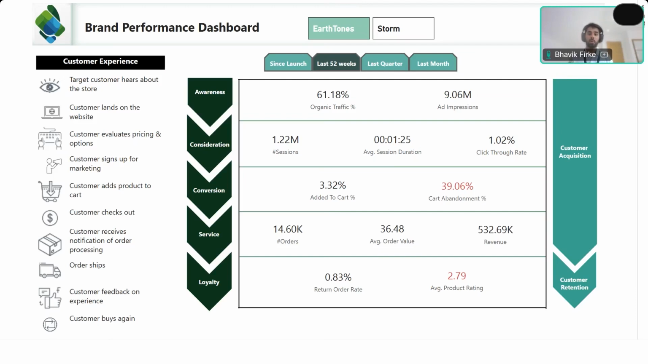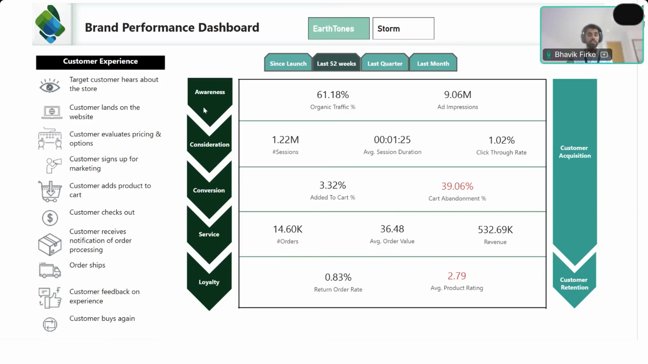The dashboard I'm about to walk you through is what we built to help them answer these questions and perform brand performance analytics. While this dashboard uses mock data, the structure and intent reflects real business needs. To illustrate this today, we'll look at two brands, Earthtones and Storm, but the approach and insights can easily scale across your entire portfolio of brands. So the first page, which contains the performance summary, brings together critical metrics from each stage of the funnel to tell the overall story of the brand. So let's dive into the funnel.